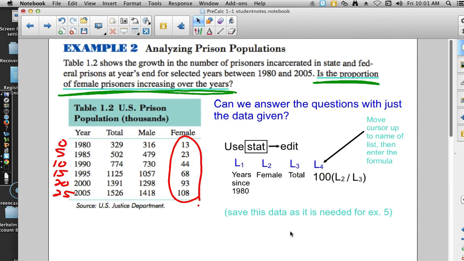There we go. So those are the percentages. And their question is, is that proportion increasing over the years? Well, 3.95, 4.58. Uh-oh. Yes and no, right?